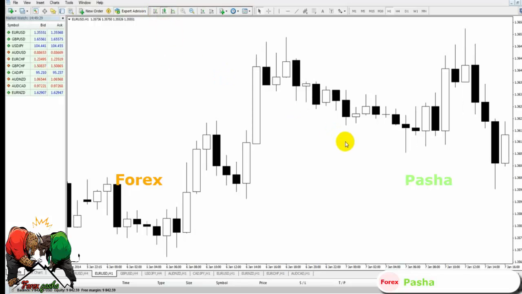Okay, so that is what a candlestick is. It's just an easier way for us to view our charts.